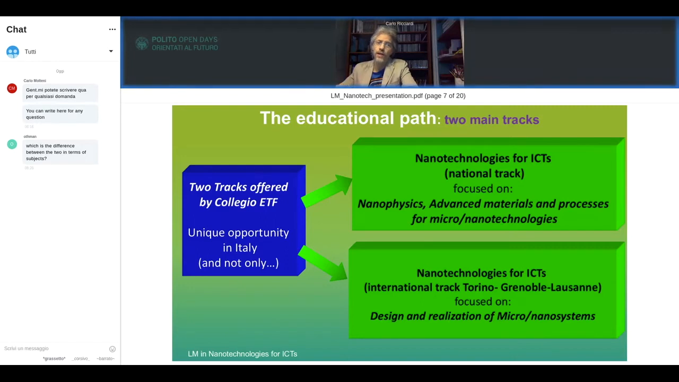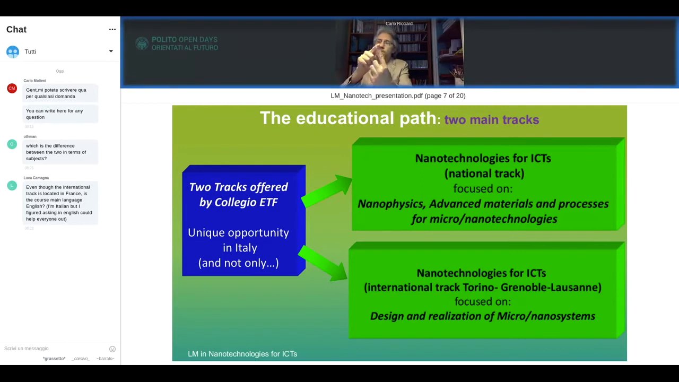So in Polito, we concentrate maybe more on the physics, on the characterization of the material that is inside the device, while in the international one, you go more on the design and then the realization of the entire device, the entire system. That's the main difference. But let me say, we're talking about a 2 year program.